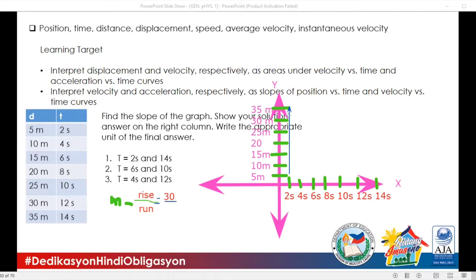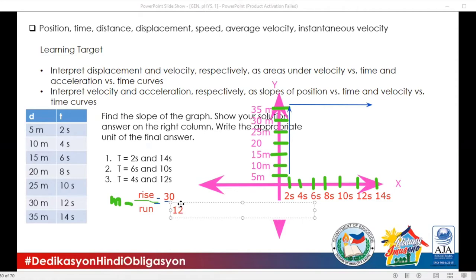Okay? And the next is run. So you will run from here up to 14 seconds. So that is 14 minus 2 is 12. So your run is 12.